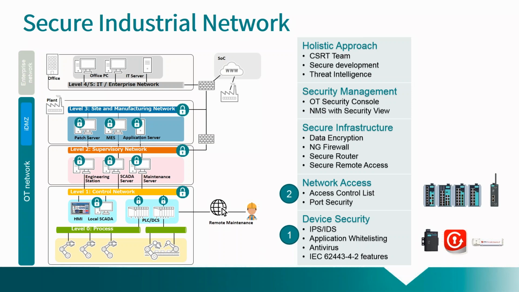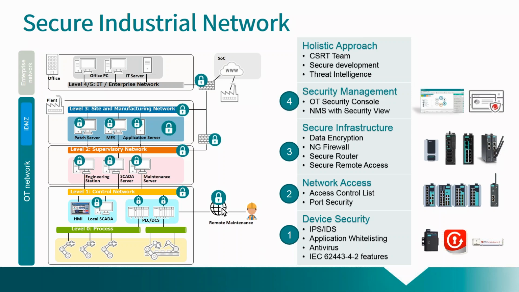Second would be network access, so limiting access to the network either through access control lists or port security. Third, secure infrastructure, so data encryption, next generation firewalls, secure routers, and secure remote access solutions. Fourth, security management, network management with security views that help you manage, implement, and monitor your configurations, as well as OT security consoles to give you that one pane of glass to see all of the security-related events that are happening on your network.